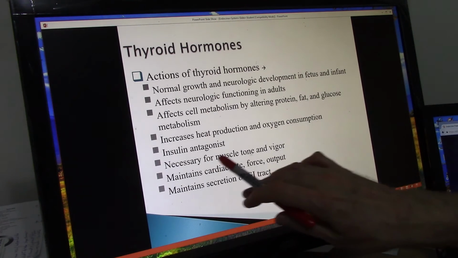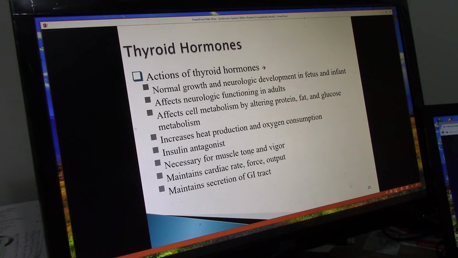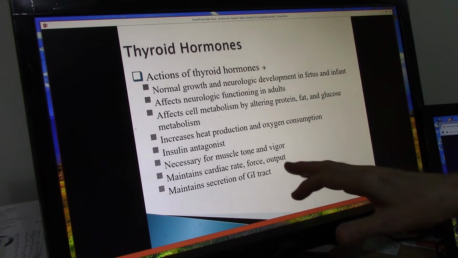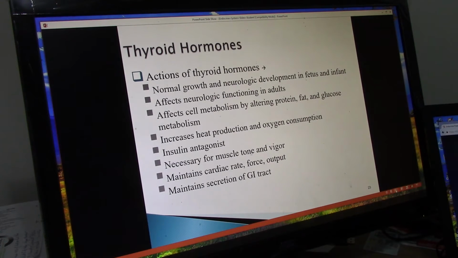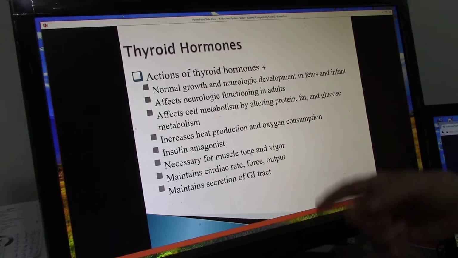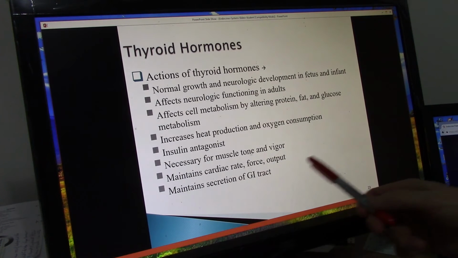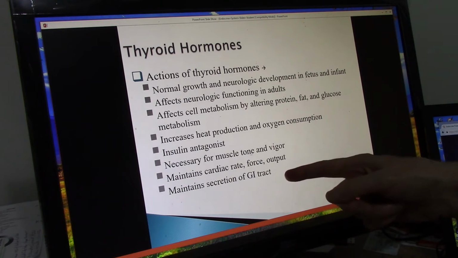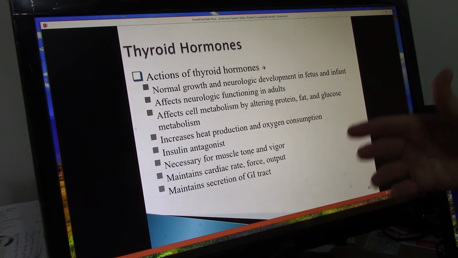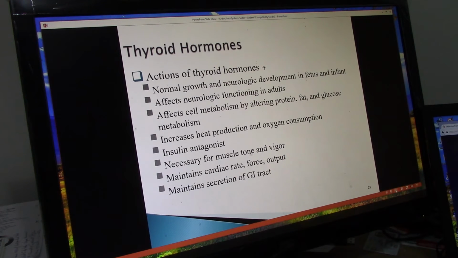Okay, it also will give you muscle tone and vigor. A little more thyroid hormone is going to allow the muscles to have a little more tone, a little more strength and activity, and also the heart will beat a little stronger and a little harder and with more output in the presence of increased thyroid hormone. Thyroid hormone also helps the GI tract continue to digest, and the reason for that is it wants the glucose. It wants the digestion to occur in order to provide those nutrients to keep all the metabolism going.